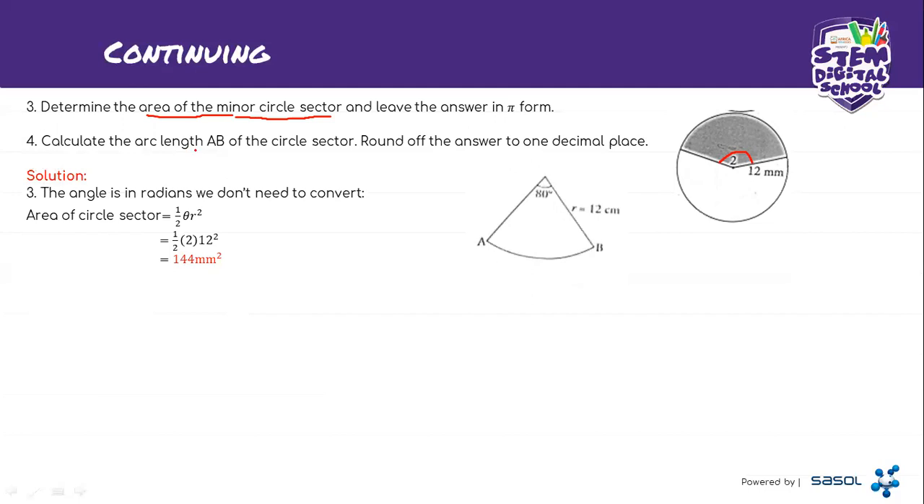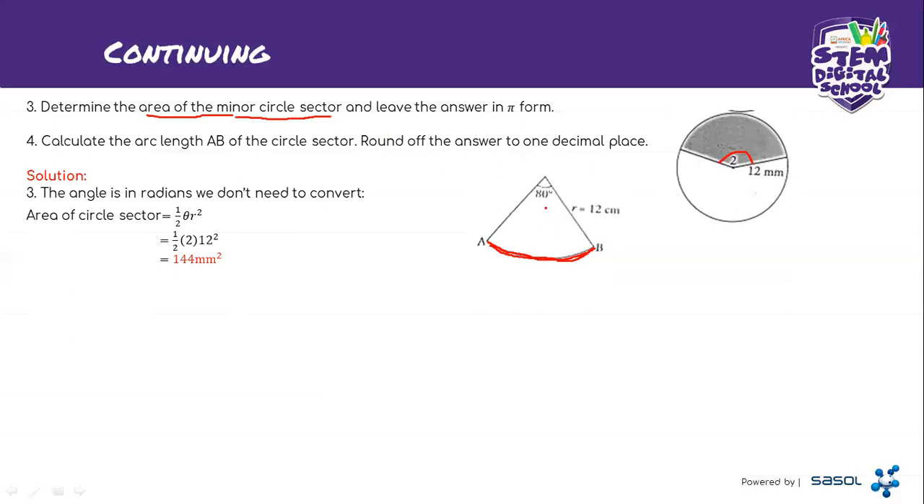Then the second question: calculate the arc length AB of the circle sector. You can see we are calculating the arc length. Remember, earlier on we spoke about arc length, that small s, you remember? So we are going to be calculating that now. This arc here, we're going to calculate the length of that arc, right? Then round off the answer to 1 decimal place.